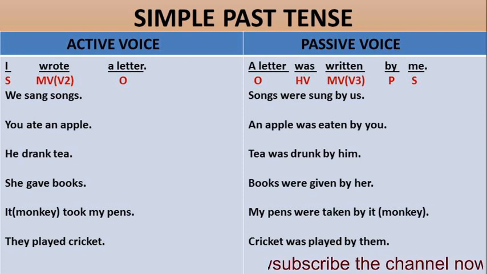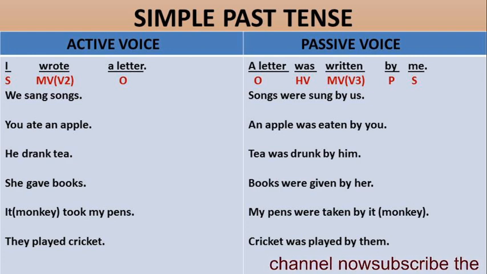Okay, it indicates the singular object. Therefore, the singular helping verb is used. She gave books. Books were given by her. It took my pens. My pens were taken by it. They played cricket. Cricket was played by them. And this is all about the simple past tense.